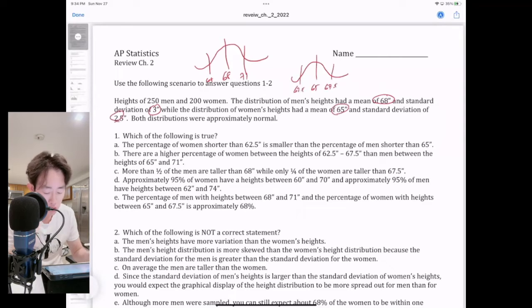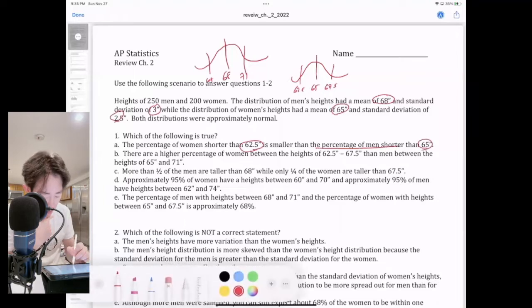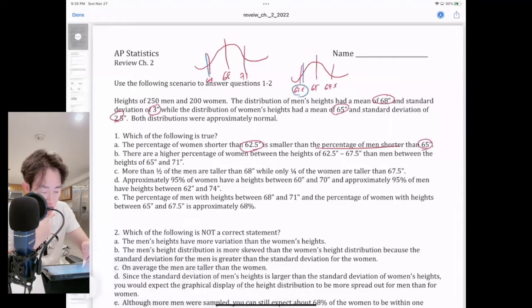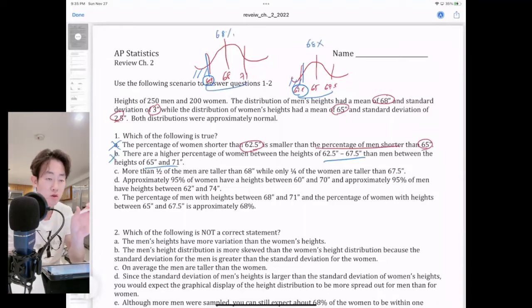Which of the following is going to be true? Now, the percentage of women shorter than 62.5 is smaller than the percentage of men shorter than 65. If you take a look at these two locations, those two are exactly one standard deviation to the left. A is not going to be true because they give you the exact same amount in the normal distribution curve. They say there is a higher percentage of women between 62.5 to 67.5 than men between 65 to 71. That is absolutely not true because they both, by the empirical rule, should give you about 68%.